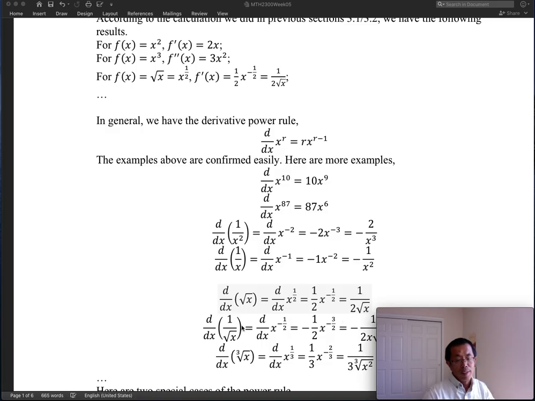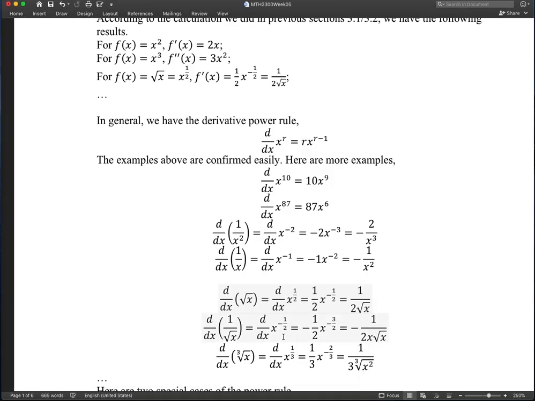Another example, 1 over the square root of x. Again, we cannot jump to the denominator. The square root of x is x to the 1/2, and with this entire thing in the denominator, it simply means x to the negative 1/2. Then we get the derivative. That is about the power rule. It is very powerful, yet very limited.